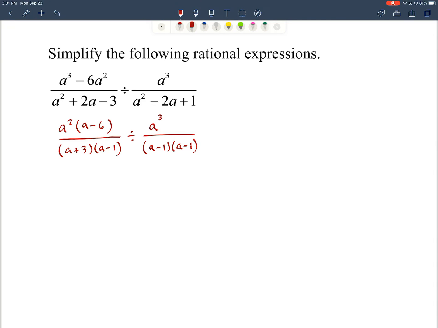Now, if you're comfortable flipping and factoring at the same time, go ahead and do that. I have no problem with that there. I just sometimes see people will factor and forget to flip. So I'm going to go ahead now and just flip the second part. I have a squared times the quantity of a minus 6 over a plus 3 times the quantity of a minus 1. Now we're going to do times the reciprocal of the second fraction.